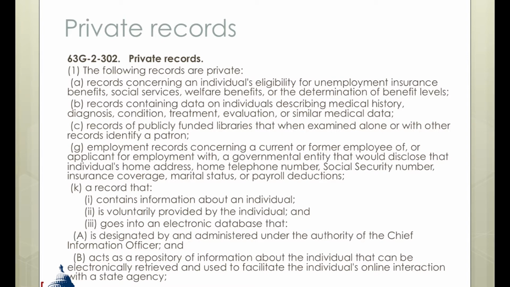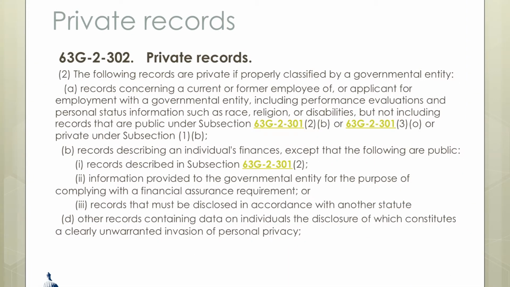Those records are private, and then there's another list that's private if properly classified. So this section is more discretionary. You could think of it as usually private. The first one on the list is records concerning a current or former employee of or applicant for employment of a governmental entity, including performance evaluations. We had a question about that. Performance evaluations and personal status information such as race, religion, disabilities, etc. And that exception is to the gross compensation. And then number B is records that describe an individual's finances. Let's see, other ones I want to point out.